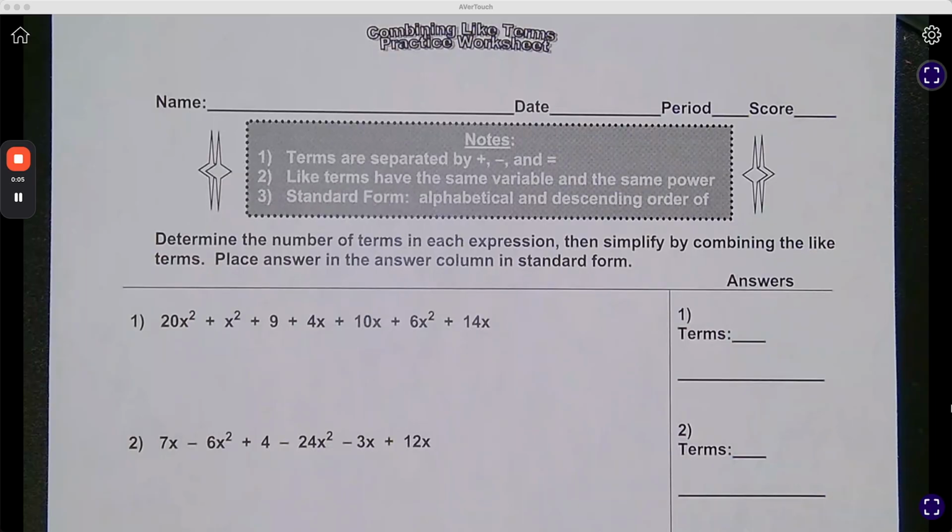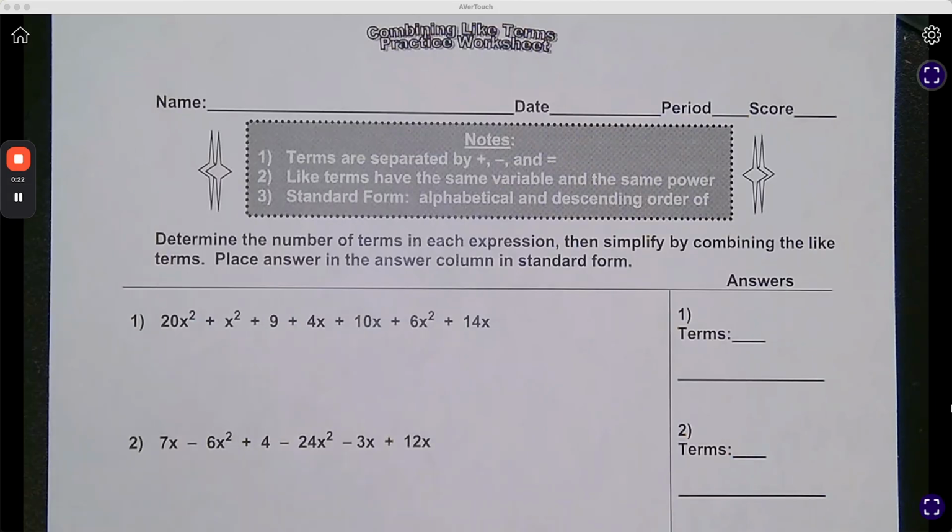Okay, so we're going to be going over this worksheet, Combining Like Terms Practice Worksheet. If you would like a copy of this worksheet, there's a PDF of it available in the description. Feel free to download it, print it off, and give it a go. And then come on back and watch this video, and we'll check it out and see how you did.